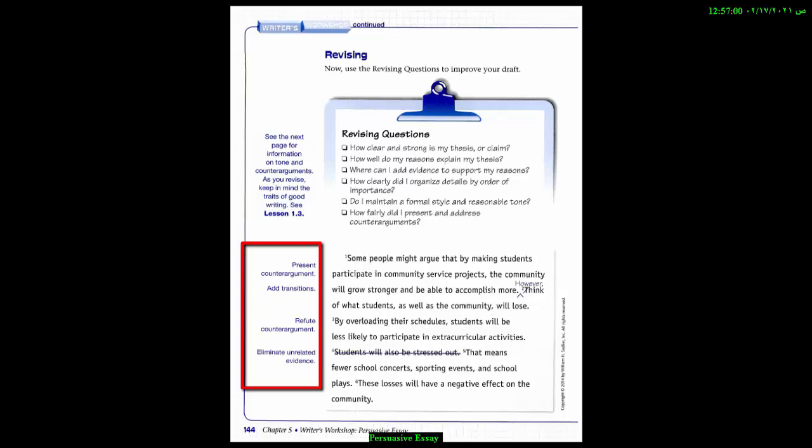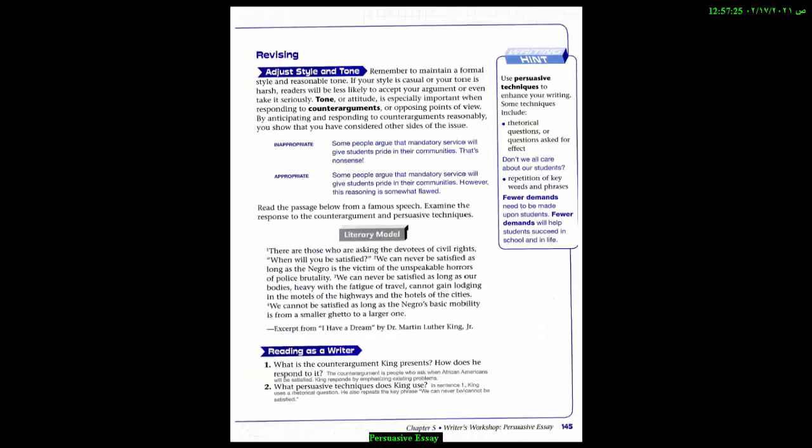Remember also about your tone. It has to be formal because if your style is casual or your tone is harsh, readers will be less likely to accept your argument or even take it seriously. What is the tone? It's an attitude, and it is especially important when responding to counter arguments. So don't make fun of the counter argument. See these two examples here. The first one is inappropriate, the second one is appropriate.